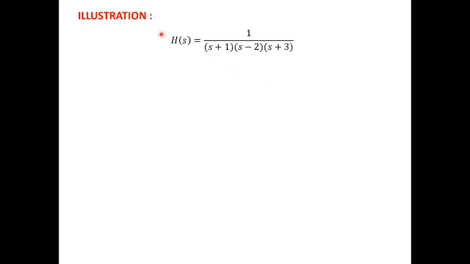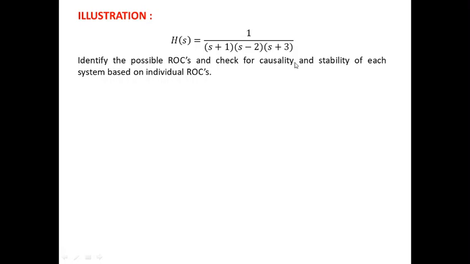So let us take a transfer function h of s is equal to 1 by (s plus 1) into (s minus 2) into (s plus 3). Identify the possible ROCs, because in this question we have not specified anything about the ROC. So it is possible that for any system you will have three possible ROCs. And hence you identify those ROCs and you have to check for the causality and stability for each of the system based on the individual ROCs.